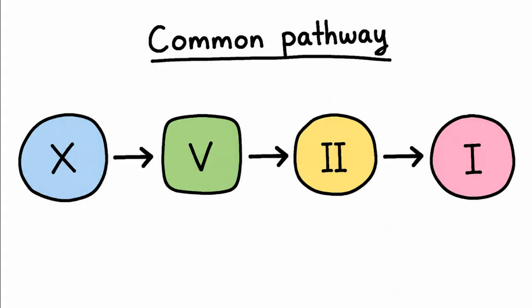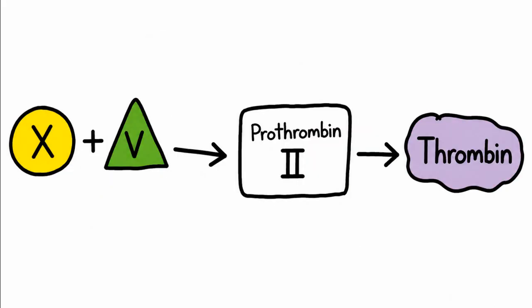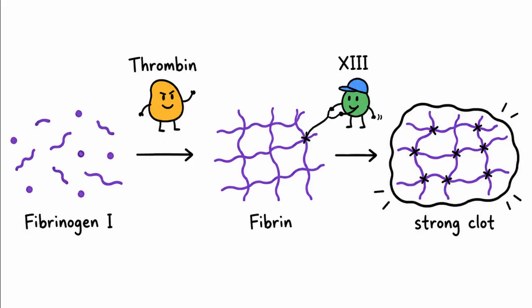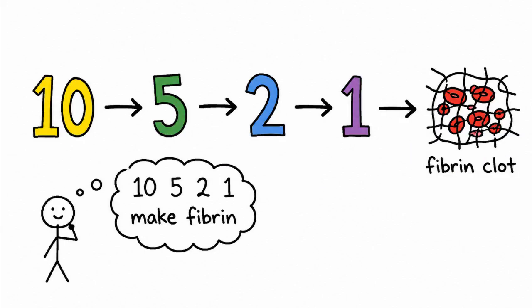The common pathway then follows factors 10, 5, 2, and 1. Factor 10 and factor 5 convert prothrombin, or factor 2, into thrombin. Thrombin converts fibrinogen, or factor 1, into fibrin, and factor 13 crosslinks the fibrin to strengthen the clot. A simple memory phrase is 10, 5, 2, 1. Make the fibrin when you're done.